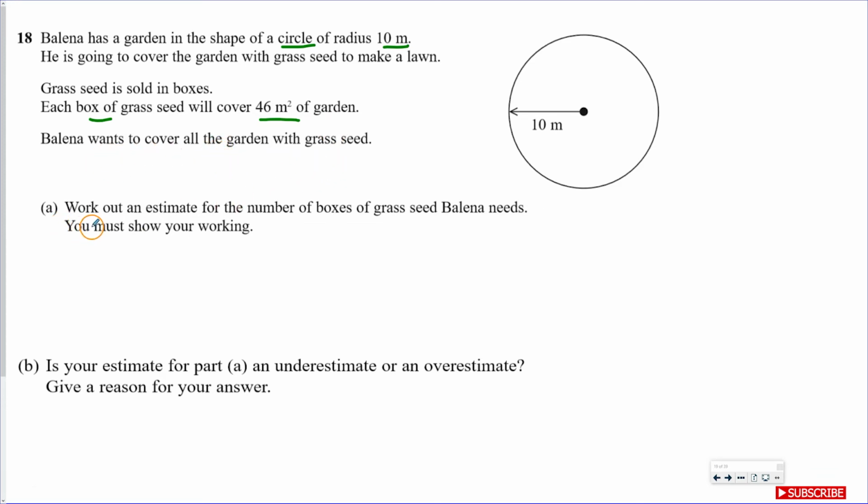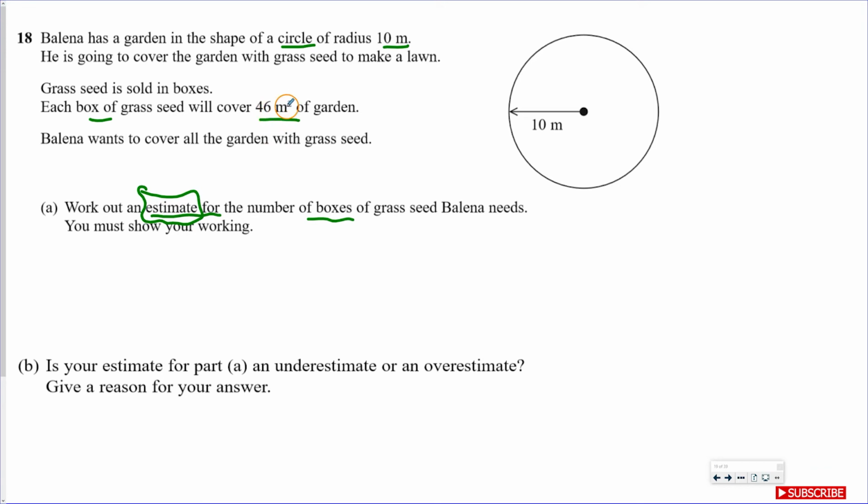For A, we're told to work out an estimate for the number of boxes of grass seed Belina needs. You must show your working out. Now, what you need to do is make sure that you round it, because we're told to estimate. So you must round your numbers. We've got 46 meters squared.